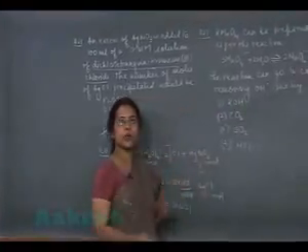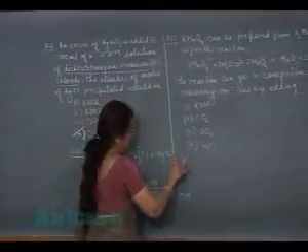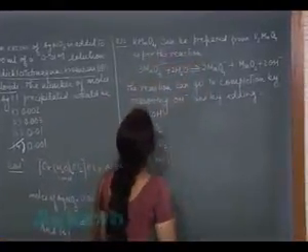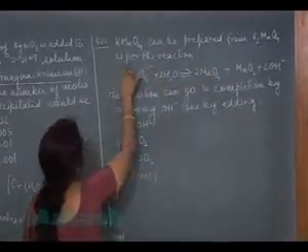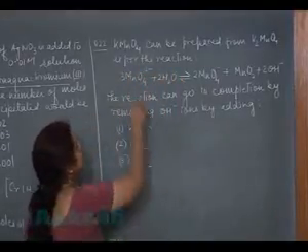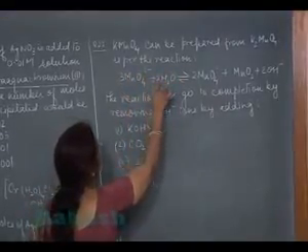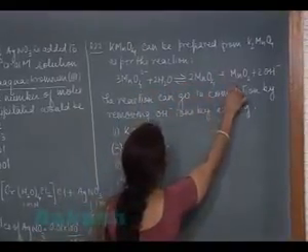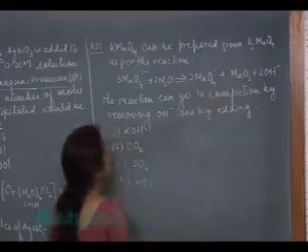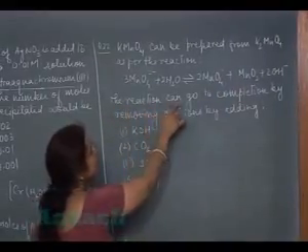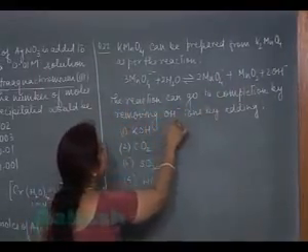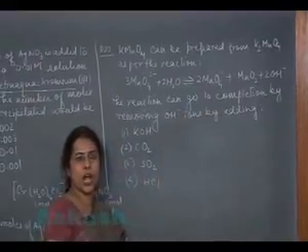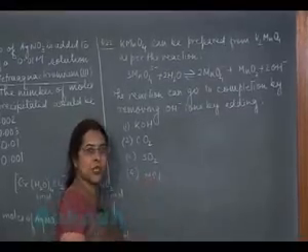Next question, question number 22. KMnO4 can be prepared from the K2MnO4 as per the reaction. This is MnO4 2 negative ion plus 2H2O, product side 2MnO4 negative plus MnO2 plus 2OH negative. The reaction can go to completion by removing OH ions by adding. Now here we have to remove OH ion. So OH ion is basic ion.